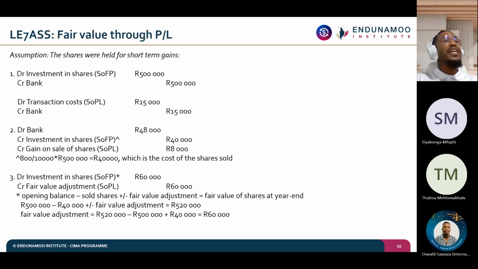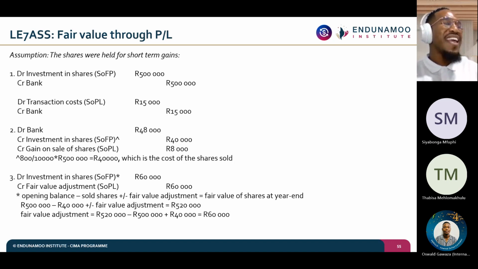To determine whether we have a gain or a loss, we need to start off by saying, okay, we have sold 800 shares out of 10,000 shares. And what we paid for all of the 10,000 shares was 500,000, which means the cost of the shares that were sold is 40,000. How we got to that 40,000 is we said, we paid a complete 500,000 for 10,000 shares.